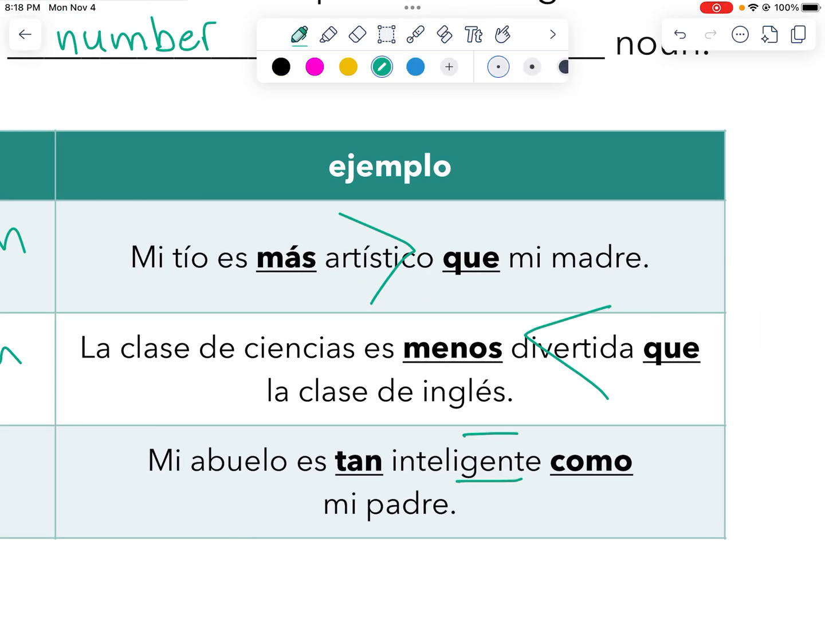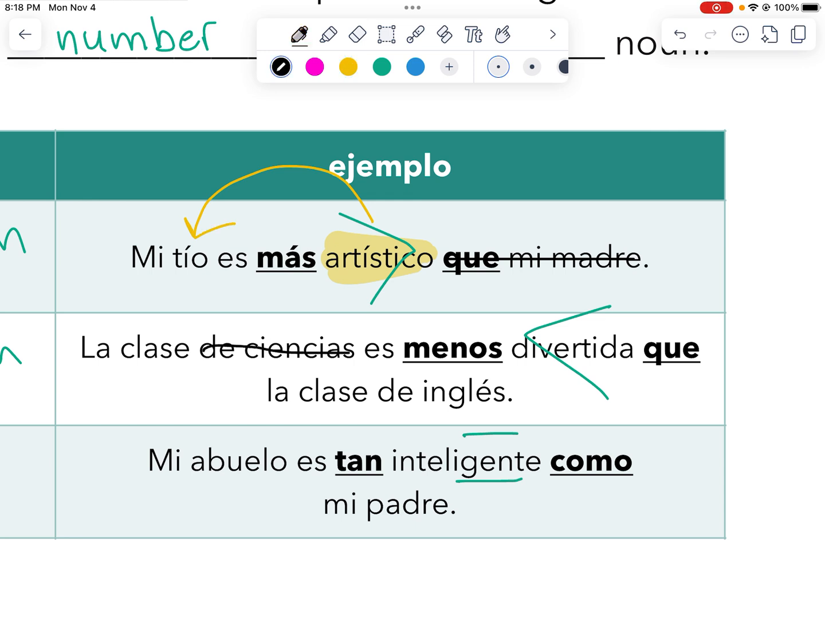So I promised you an explanation on why the first one. Well, let's look at what happens if we get rid of the second one. We still have a sentence. Mi tío es más artístico. My uncle is more artistic. Boom, stands by itself. So the adjective needs to match the first one.